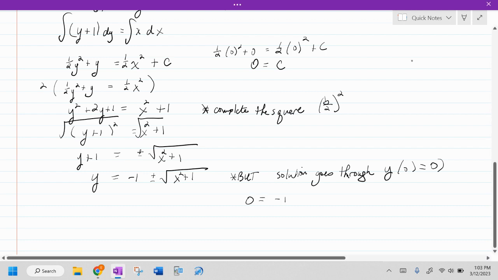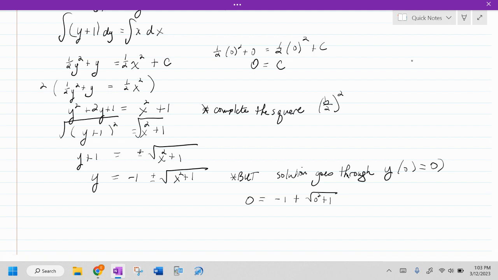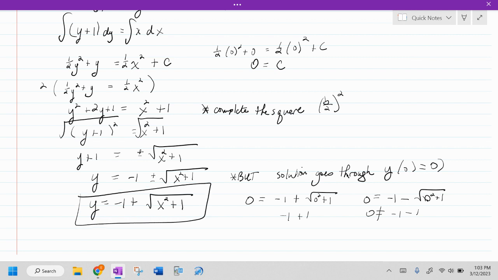We get 0 equals negative 1 plus the square root of 0 squared plus 1. Is that true? Or is 0 equals negative 1 minus the square root of 0 squared plus 1? Which one of these is true? Well, negative 1 plus 1 is equal to 0. Negative 1 minus 1 is not equal to 0. So it is only negative 1 plus the square root of x squared plus 1. And there's my solution.